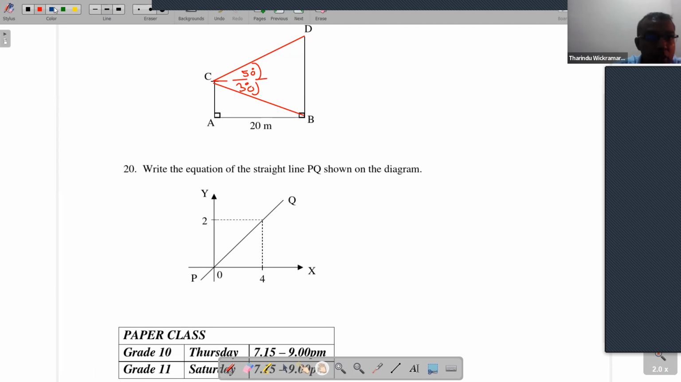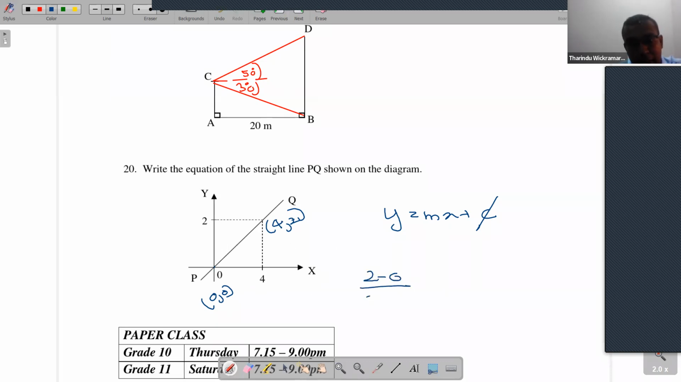So this is a line going through the origin, no? So the intercept is 0. Then this is y equals mx. So you have to find the gradient. So how to find the gradient? Here, x value and y value are 0, 0. This is x is 4, y is 2. You are writing the x first always. So what's the gradient? Y difference, 2 minus 0, divided by x difference, 4 minus 0. This is the gradient. So m is half. So y equals half x. That is easy. Only thing is, if you interchange this one, it will be wrong. Right.